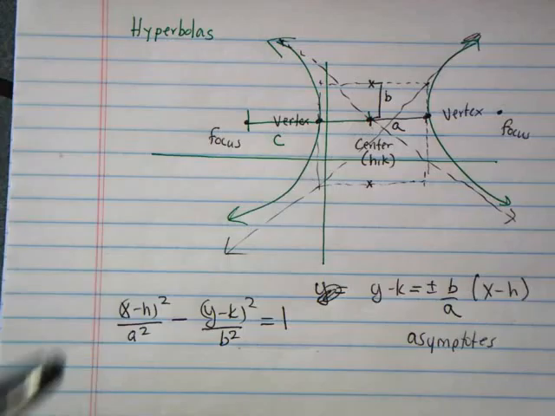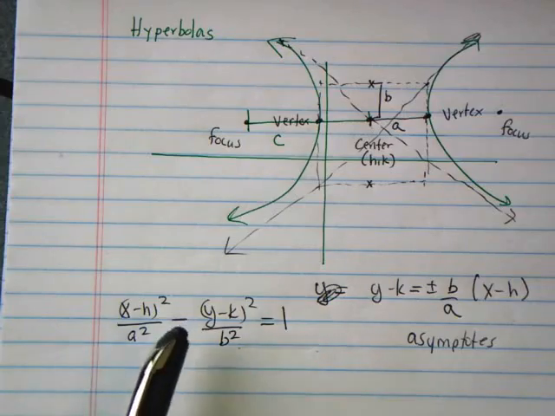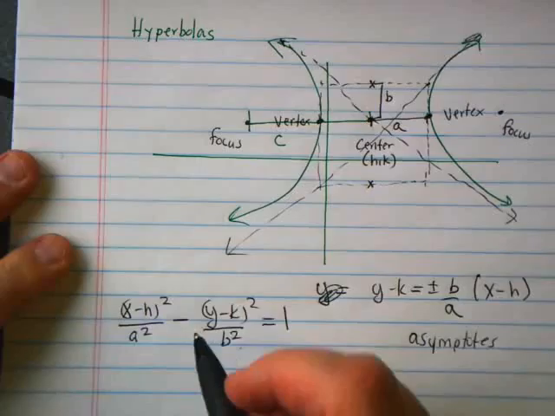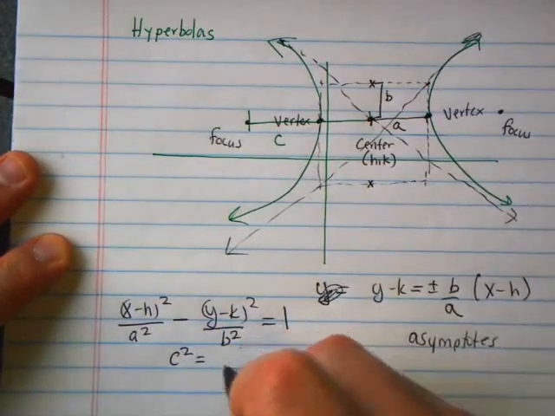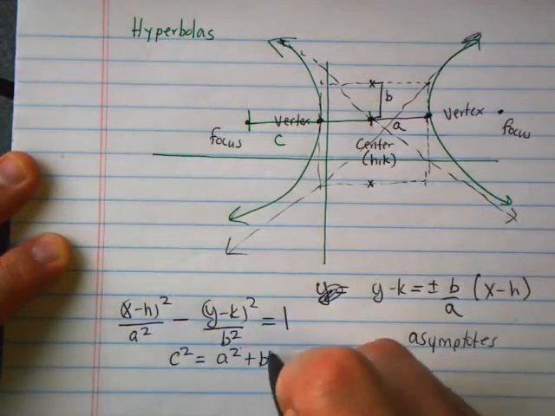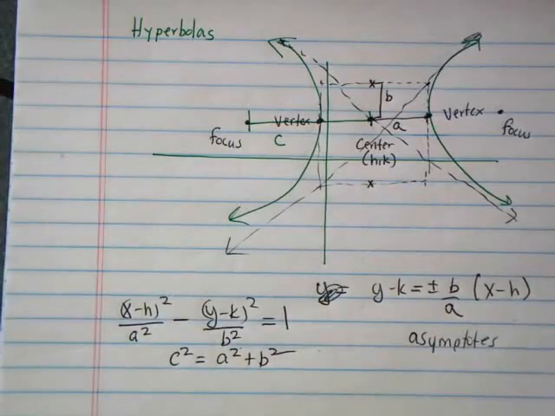So you'll notice this equation of this hyperbola is almost exactly the same as the equation of an ellipse. What's the only difference? It has a minus. And the other formula we have here is how to find c. c squared is a squared plus b squared. It turns out you get exactly the Pythagorean theorem there.